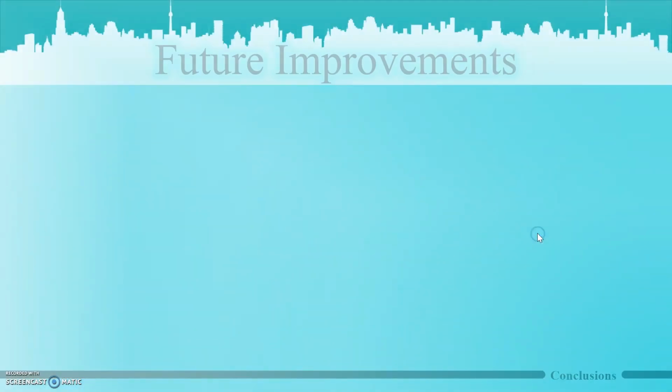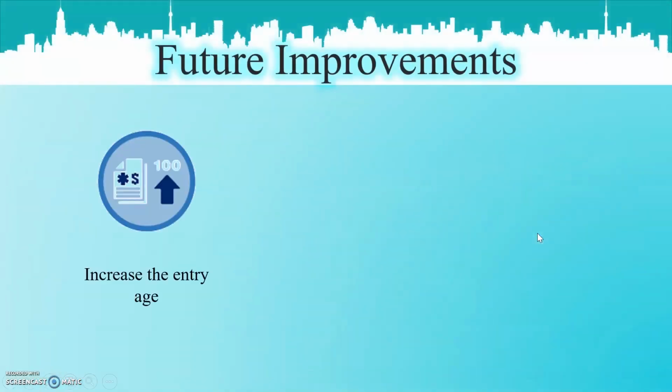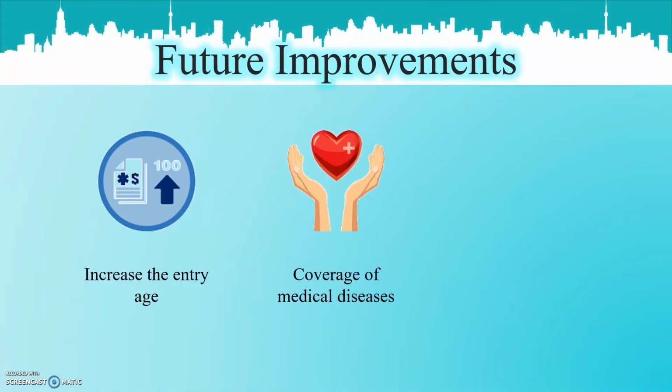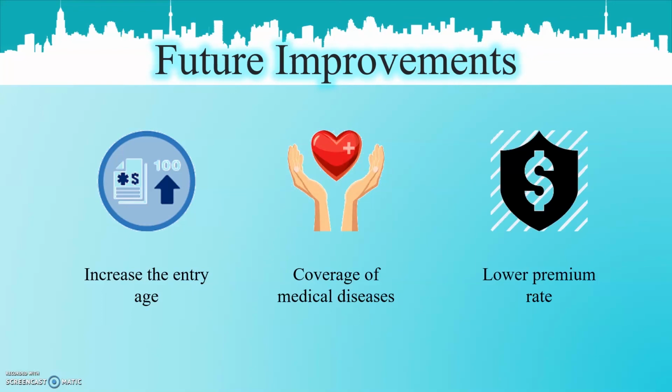For future improvement, the insurance company can increase the entry age to let more people buy the insurance. Next, the insurance policy can cover some medical diseases like cancer, first heart attack, stroke, and some more. Lastly, the insurance company can lower the premium rate based on the financial condition of the insured.